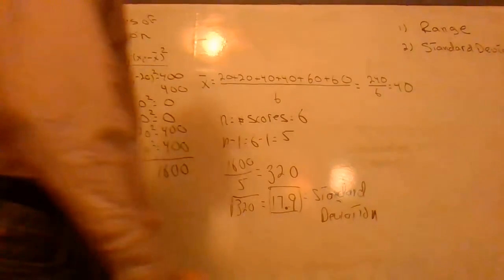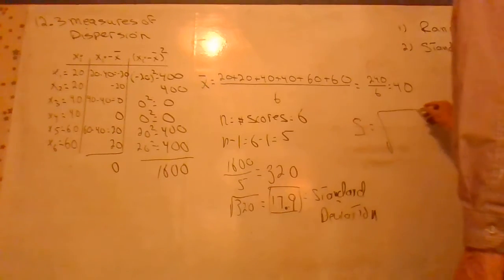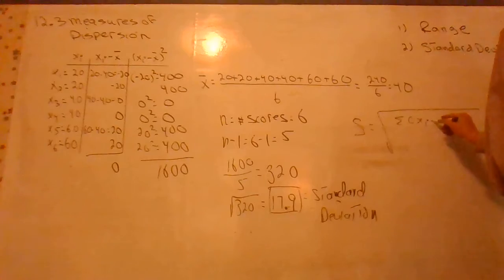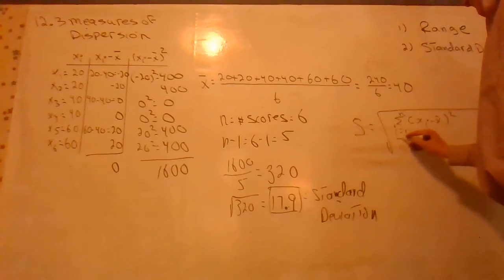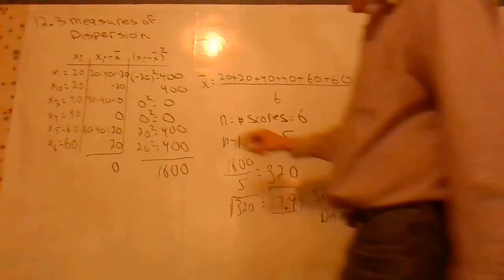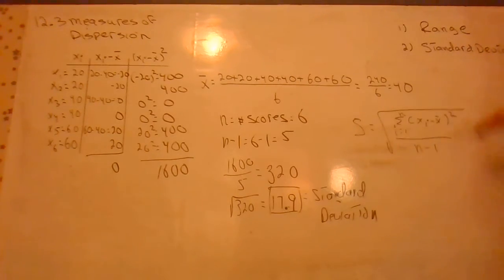The formula for it is S equals the square root of the sum of x sub i minus x bar squared, i goes from 1 to n, all divided by n minus 1. Looks very complicated, but this is actually just the sum of the squares of the deviations. That's just this column right here. Divide by n minus 1, 1 less than the number of scores, and then take the square root.